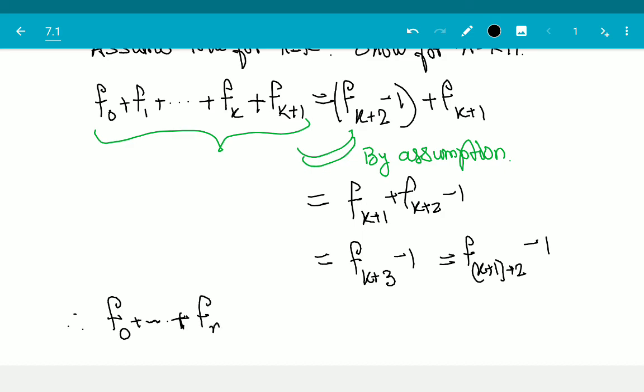Therefore, f of 0 plus dot dot dot plus f of n is equal to f of n plus 2 minus 1 for every n greater than or equal to 0. Okay. I am going to stop this lecture here.